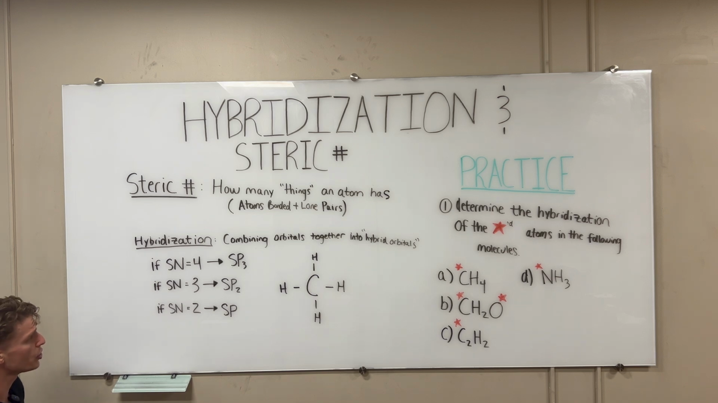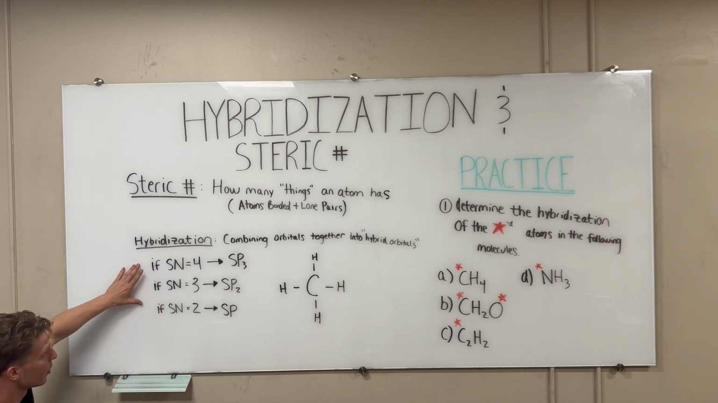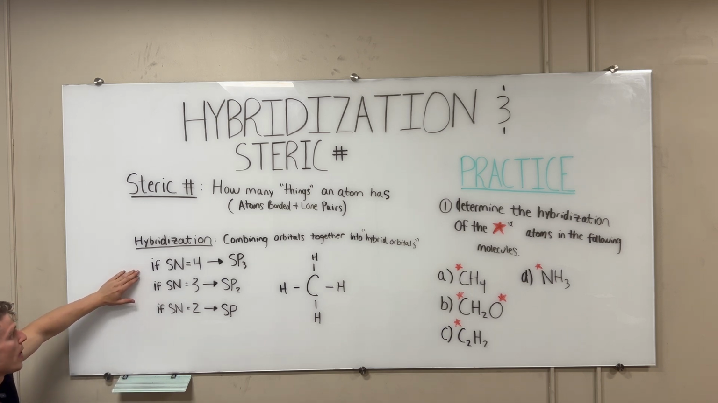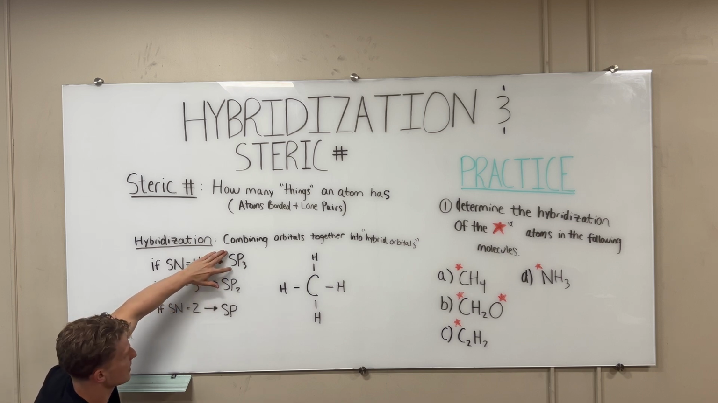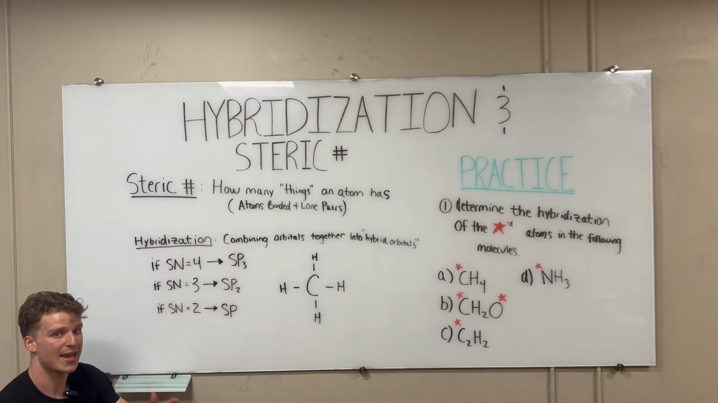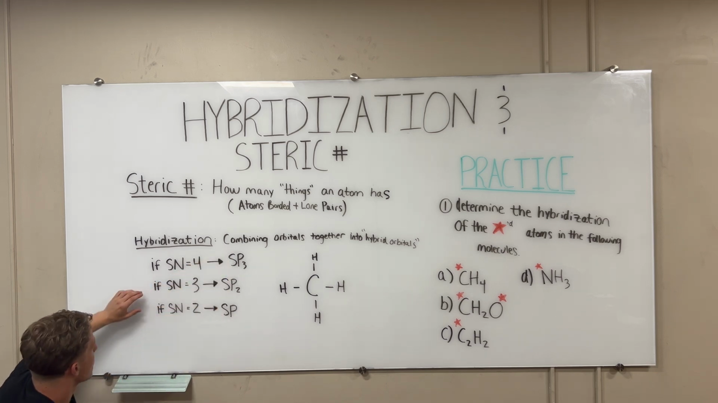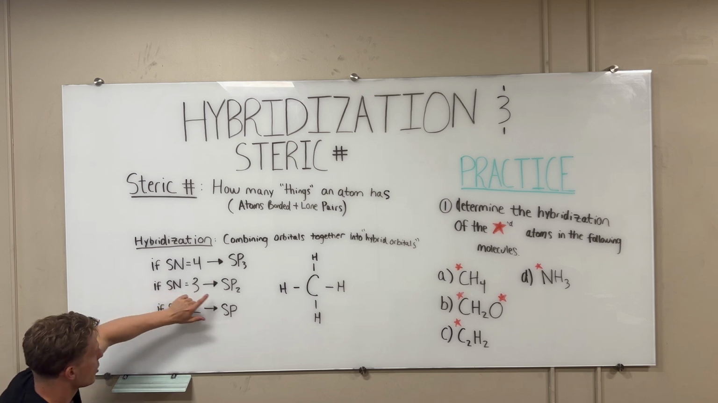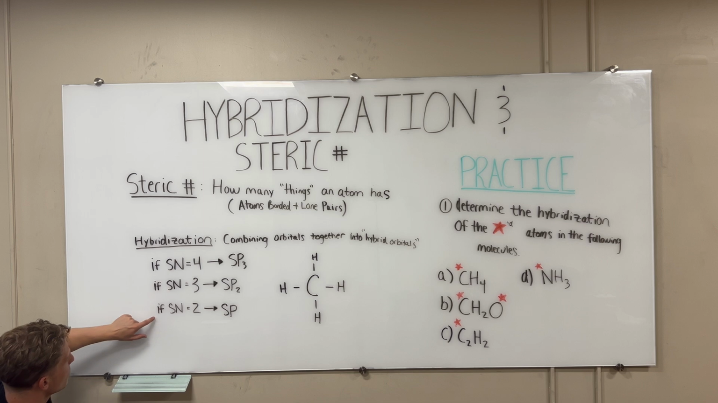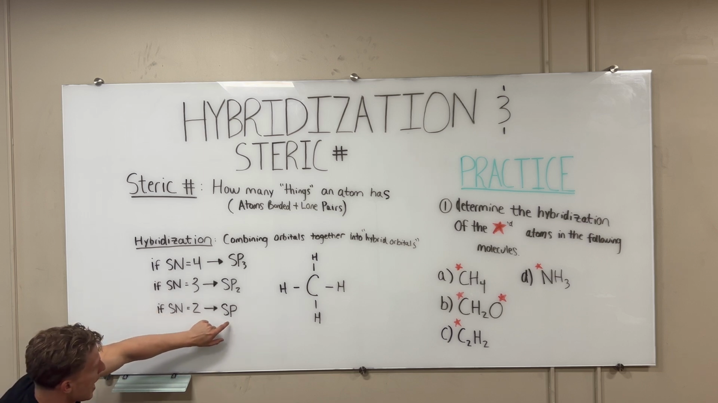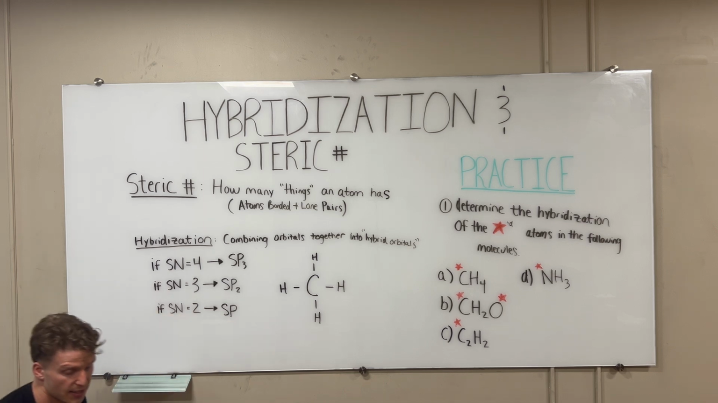If we want to determine the hybridization of an atom, we're going to use the steric number to help us determine that. So if your steric number is 4, your hybridization will be sp3. And I'll go over what sp3 means in just a second. Now, if steric number is 3, your hybridization of that central atom is going to be sp2. And if your steric number is 2, the hybridization is going to be sp.